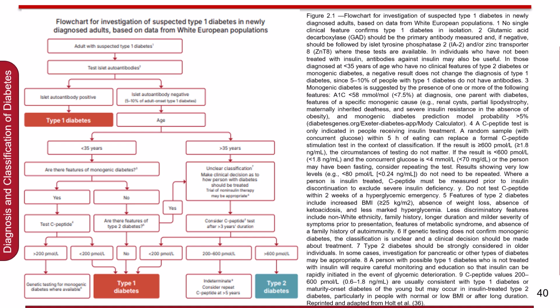This flowchart provides a structured approach for investigating suspected type 1 diabetes in newly diagnosed adults, specifically based on data from white European populations. It serves as a diagnostic guide to differentiate between type 1, type 2, or monogenic diabetes, helping clinicians determine the most appropriate course of action. The initial step in the process is evaluating whether the patient has characteristics suggestive of type 1 diabetes. If so, islet autoantibodies should be tested to confirm an autoimmune origin. A positive result indicates a classification of type 1 diabetes.